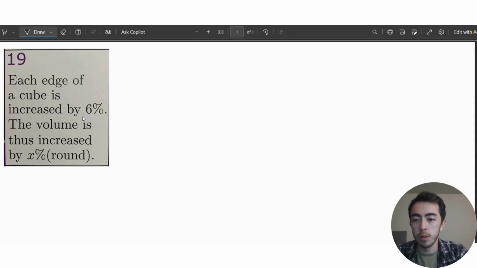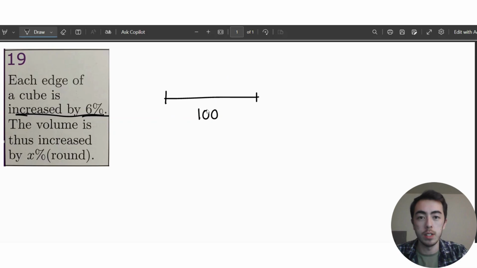Let's start off with what increased by 6% means. If I take some amount, and I'll just do a length for right now, let's say the amount is 100, and I increase it by 6%. It means that I should take my original amount, so I need all this 100, and I will tack on just a little bit more. And this part will be 6% of my original, or 6% of 100.